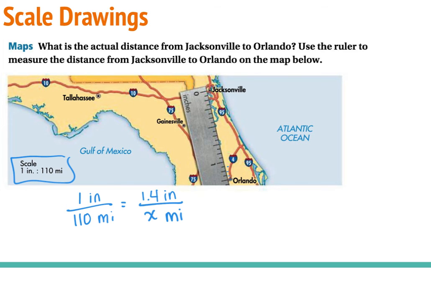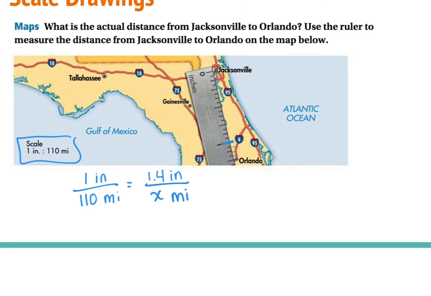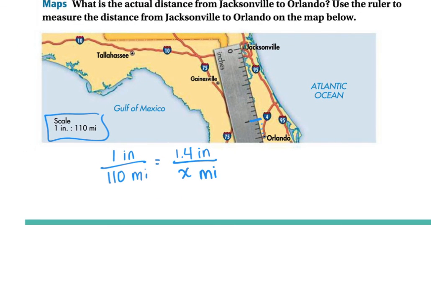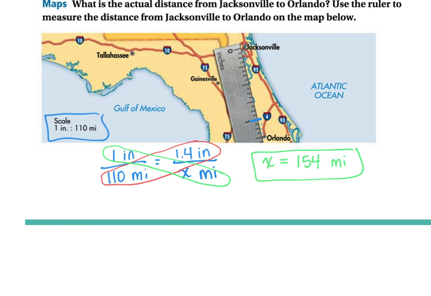You can just count the number of tally marks. So we got 1 inch right here, and then it was 1, 2, 3, 4, an additional 4 tenths of an inch to get to Orlando. Okay, so once we're here, same thing, guys. All we do is we cross multiply. Okay, so we're going to be left with x, because it's x times 1 inch equals 1.4 times 110, which is 154. So x is in miles as well. All right, so it's 154 miles from Jacksonville to Orlando.